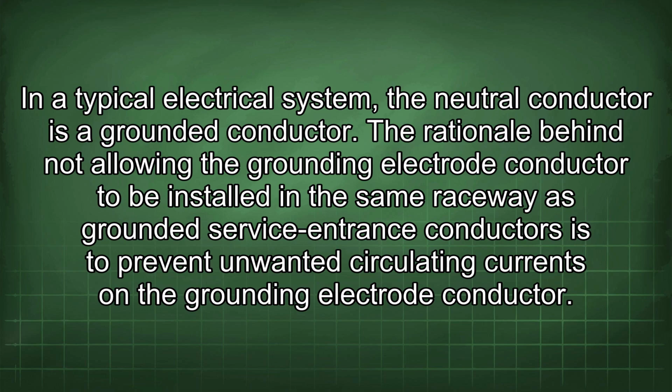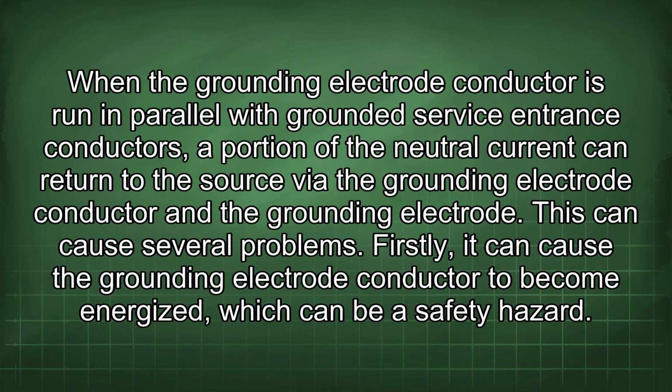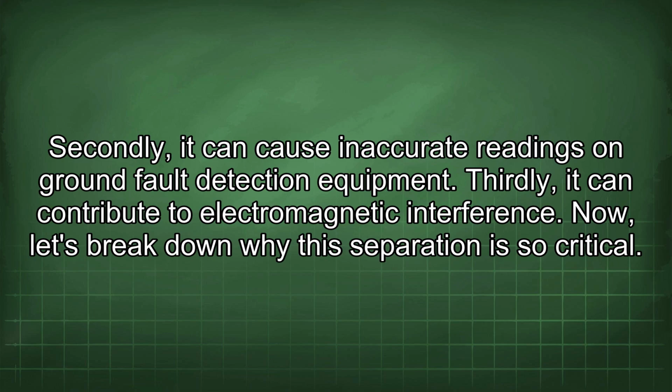The rationale behind not allowing the grounding electrode conductor to be installed in the same raceway as grounded service entrance conductors is to prevent unwanted circulating currents in the grounding electrode conductor. When the grounding electrode conductor is run in parallel with grounded service entrance conductors, a portion of the neutral current can return to the source via the grounding electrode conductor and the grounding electrode. This can cause several problems. Firstly, it can cause the grounding electrode conductor to become energized, which can be a safety hazard. Secondly, it can cause inaccurate readings on ground fault detection equipment. Thirdly, it can contribute to electromagnetic interference.